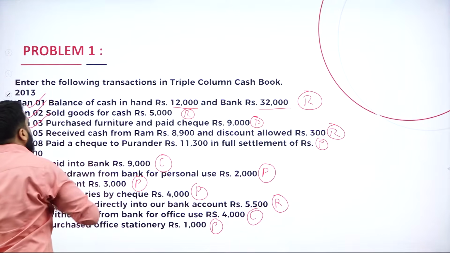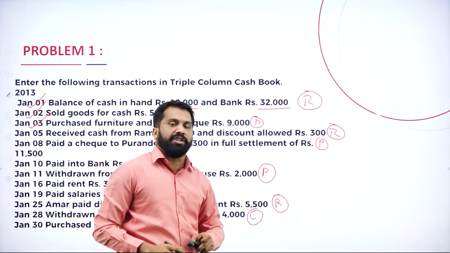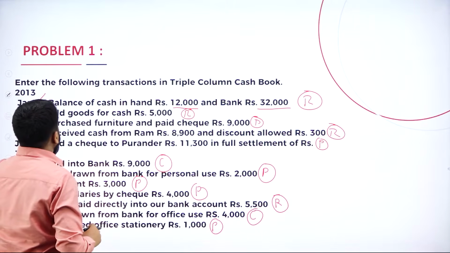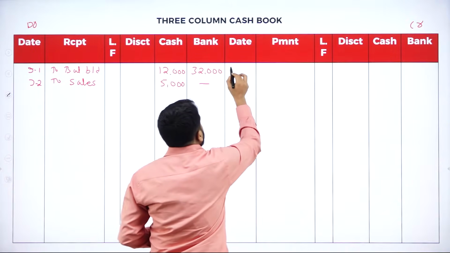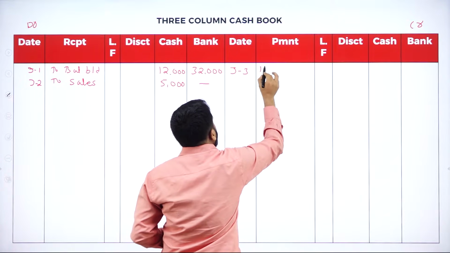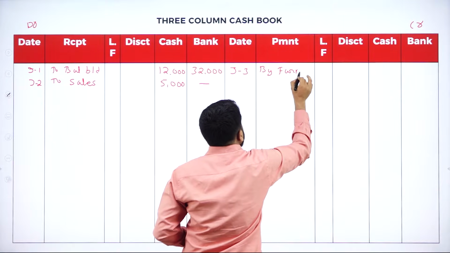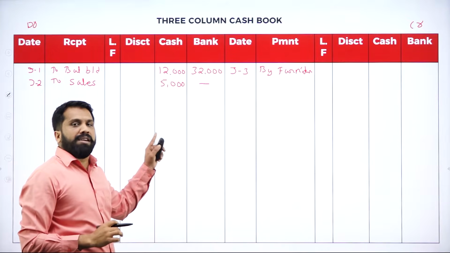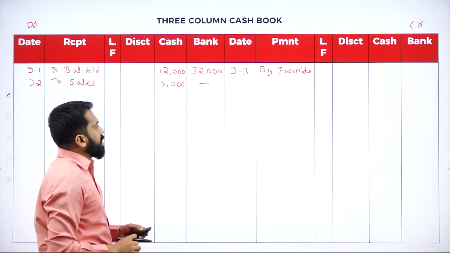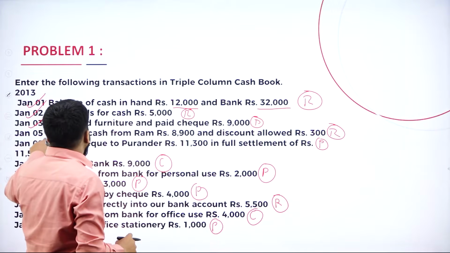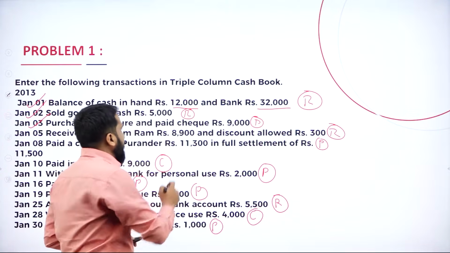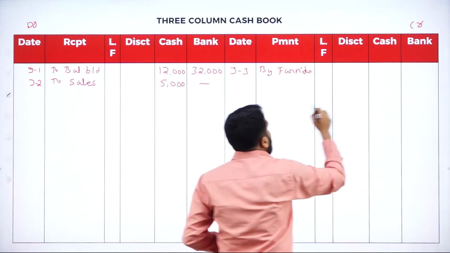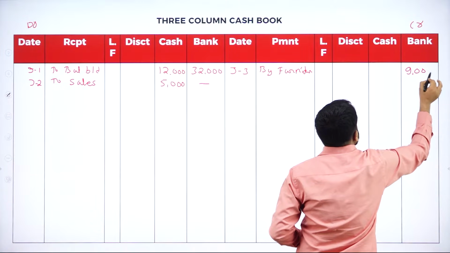This is over. Next, purchase furniture and paid by check. Purchasing means you are making payment. Purchased furniture, January 3rd. Jan 3rd, by furniture. Whatever you write in the credit side, you should mention it as by. Whatever you write in the debit side, you should mention it as to. Now, furniture, how much is it? It is 9,000. They have mentioned check. Check means what? Bank column, 9,000.